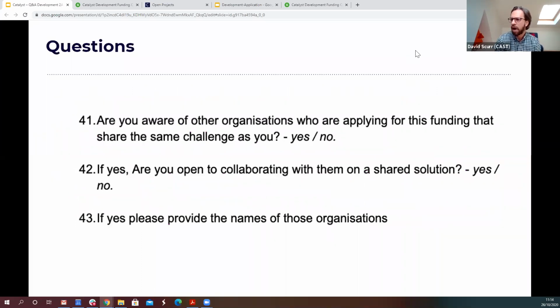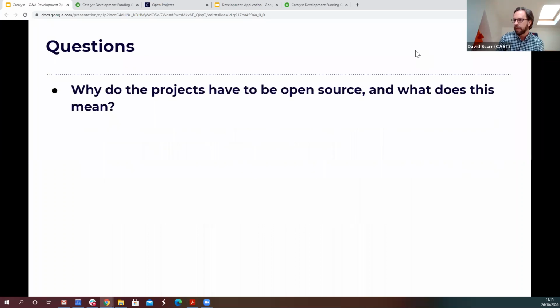One of those is, are you aware of other organizations who are applying for this funding that share the same challenge as you? If you want to apply jointly, then you would select yes. If yes, then are you open to collaborating with them on a shared solution? Again, you would select yes. And question number 43 in the application template, if yes, please provide the names of those organizations. So that's where we would invite you to name other partners or collaborators you'd like to join this work up with. Hopefully this makes sense. Again, if not, please add any follow-up questions in Slido.